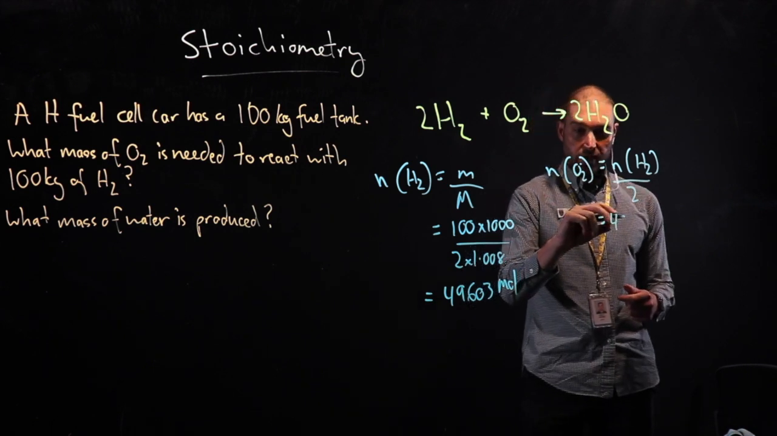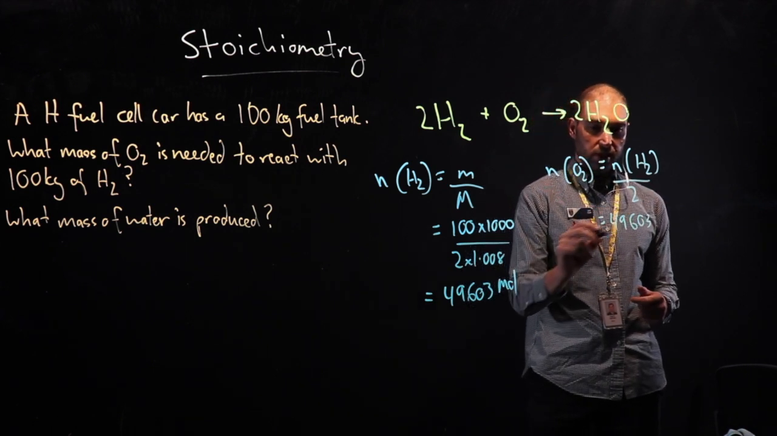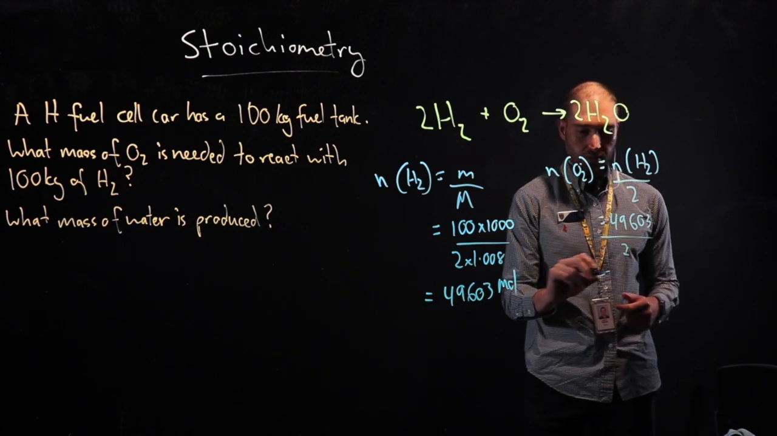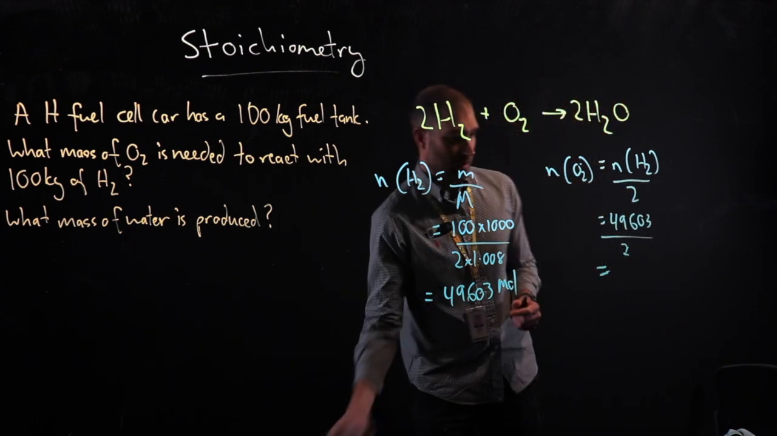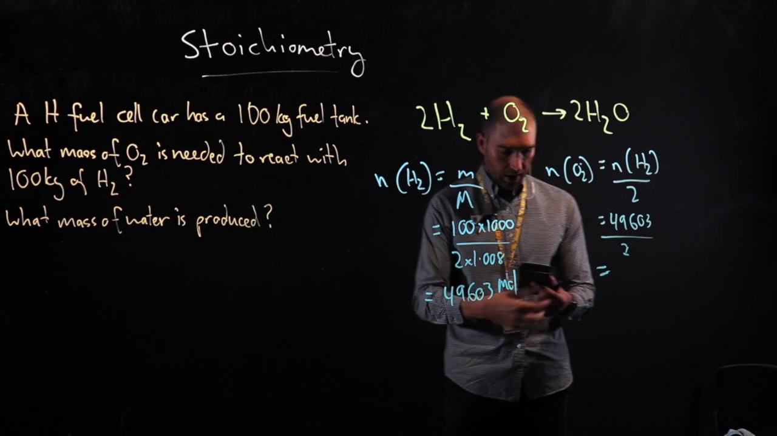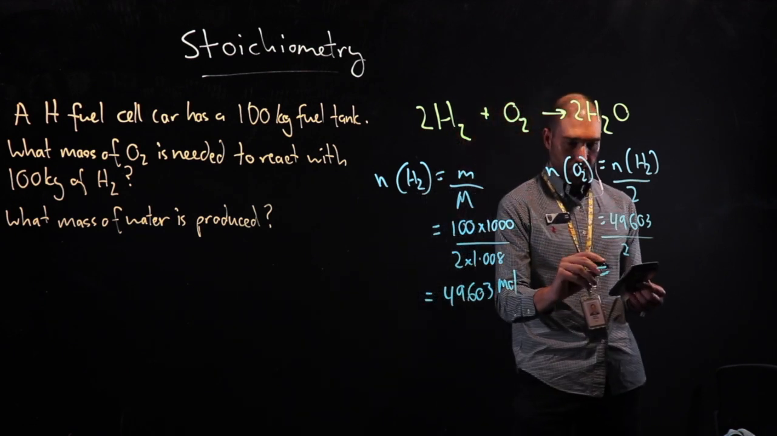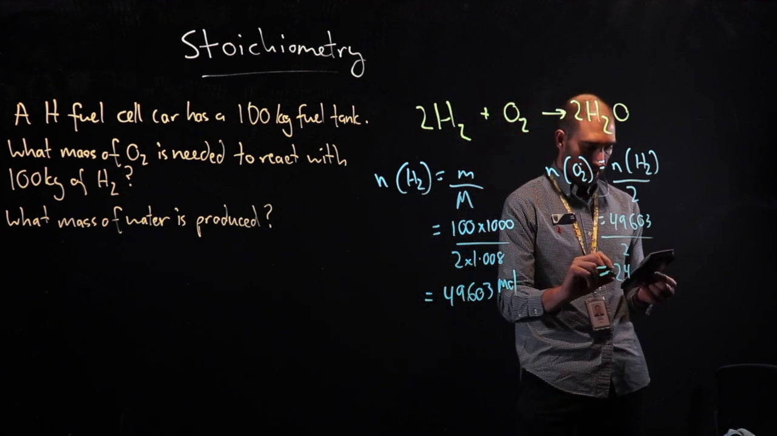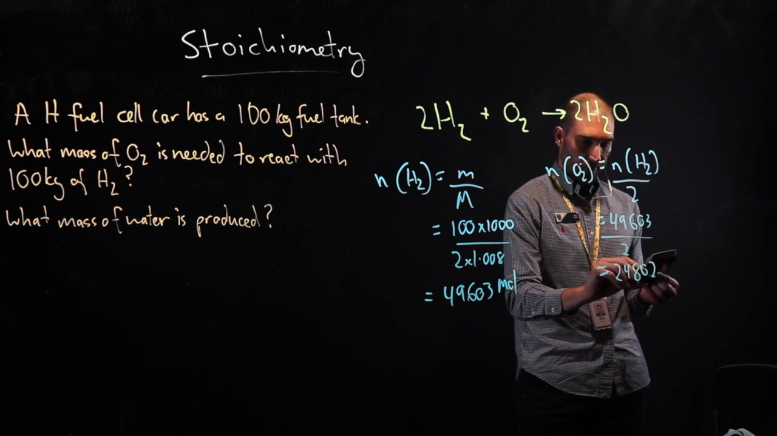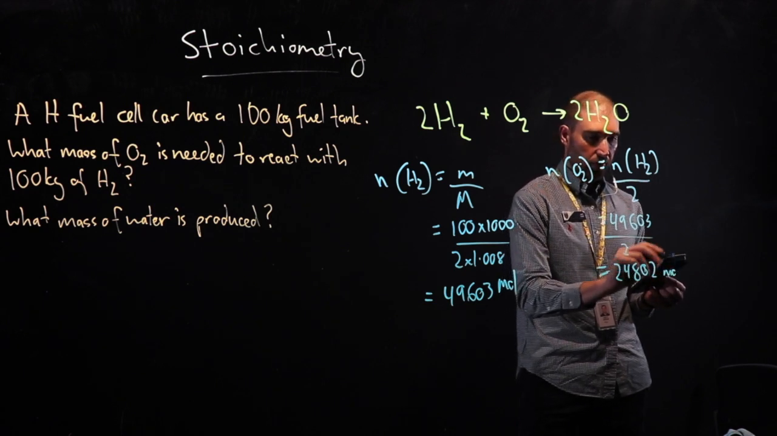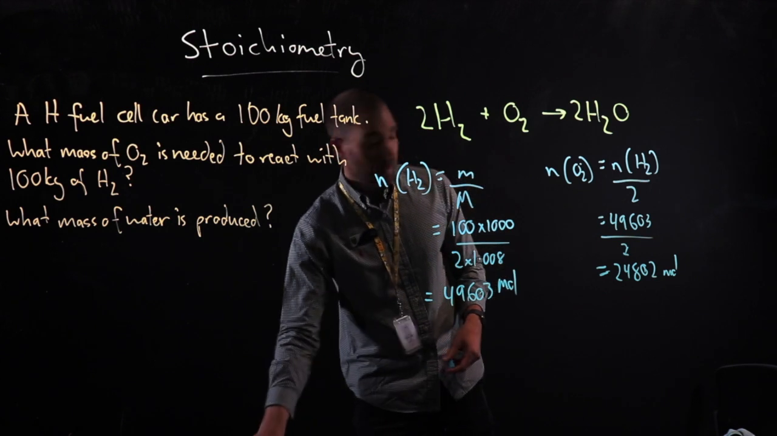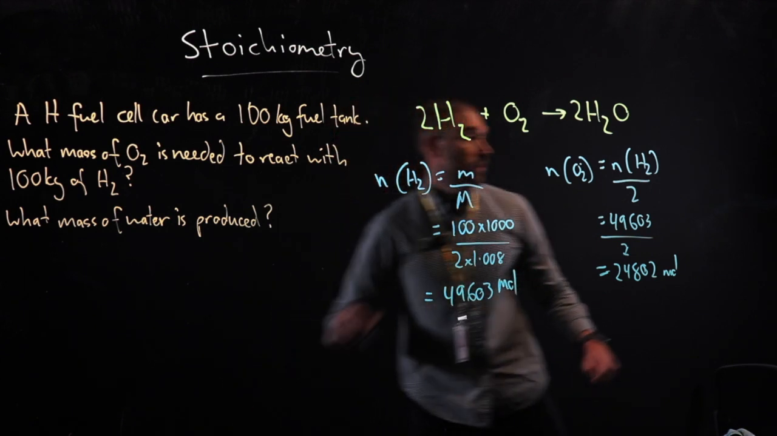So I'm going to take my 49,603 and divide that by 2. Equals 24,800, and I'm going to round that off to 24,802 moles. From here, I can figure out my mass of oxygen.